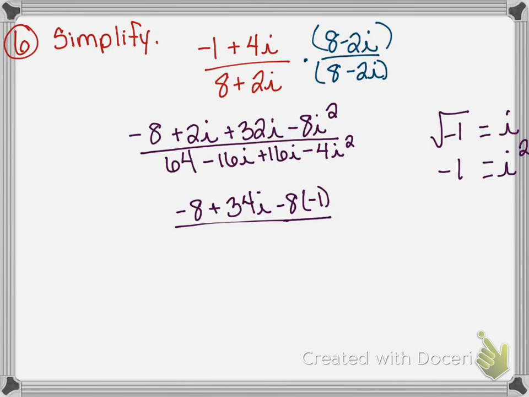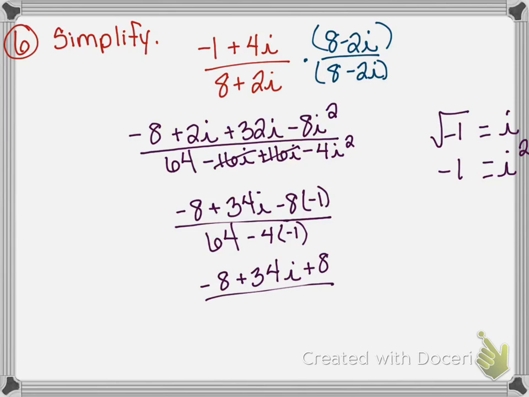Now, in the denominator, we've got 64. Then I have negative 16i and positive 16i. That is exactly what we wanted to happen. When we multiply by its conjugate, we're going to get a difference of perfect squares, and that's exactly what we want. Then I have minus 4i squared, and that i squared is negative 1. Okay, so negative 8 plus 34i. Negative 8 times negative 1 is positive 8.